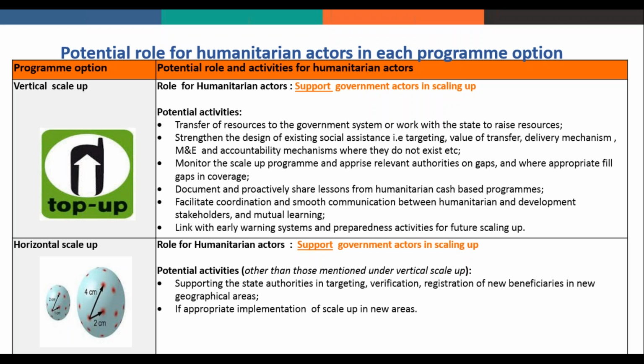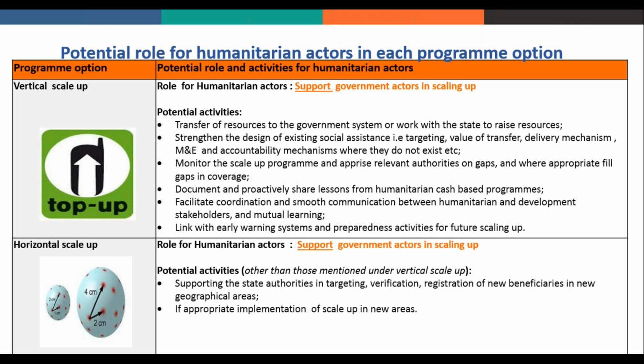So there might be some exclusion errors in the sense, or some groups that may be excluded from an existing list of beneficiaries within a government system. And that's where, again, humanitarian agencies can play a role in trying to influence the targeting.